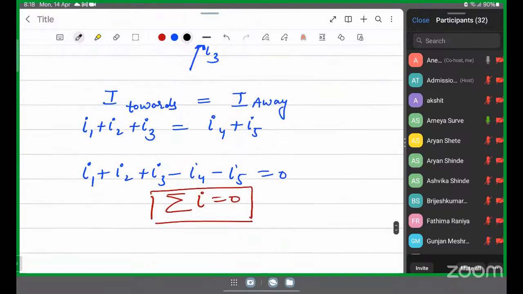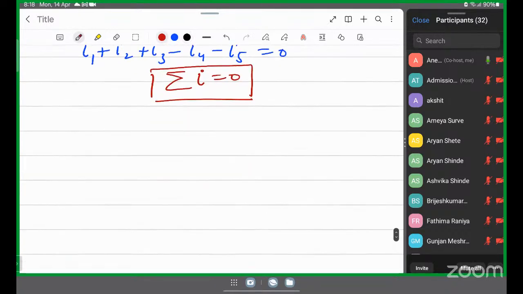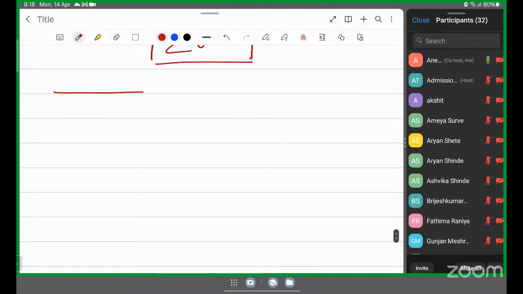Understood, sir. In this case, there is a convention which is used. Current coming towards the junction point, let's say this is the junction point, is taken as positive, and current going away from the junction point is taken as negative. This point is a junction point.